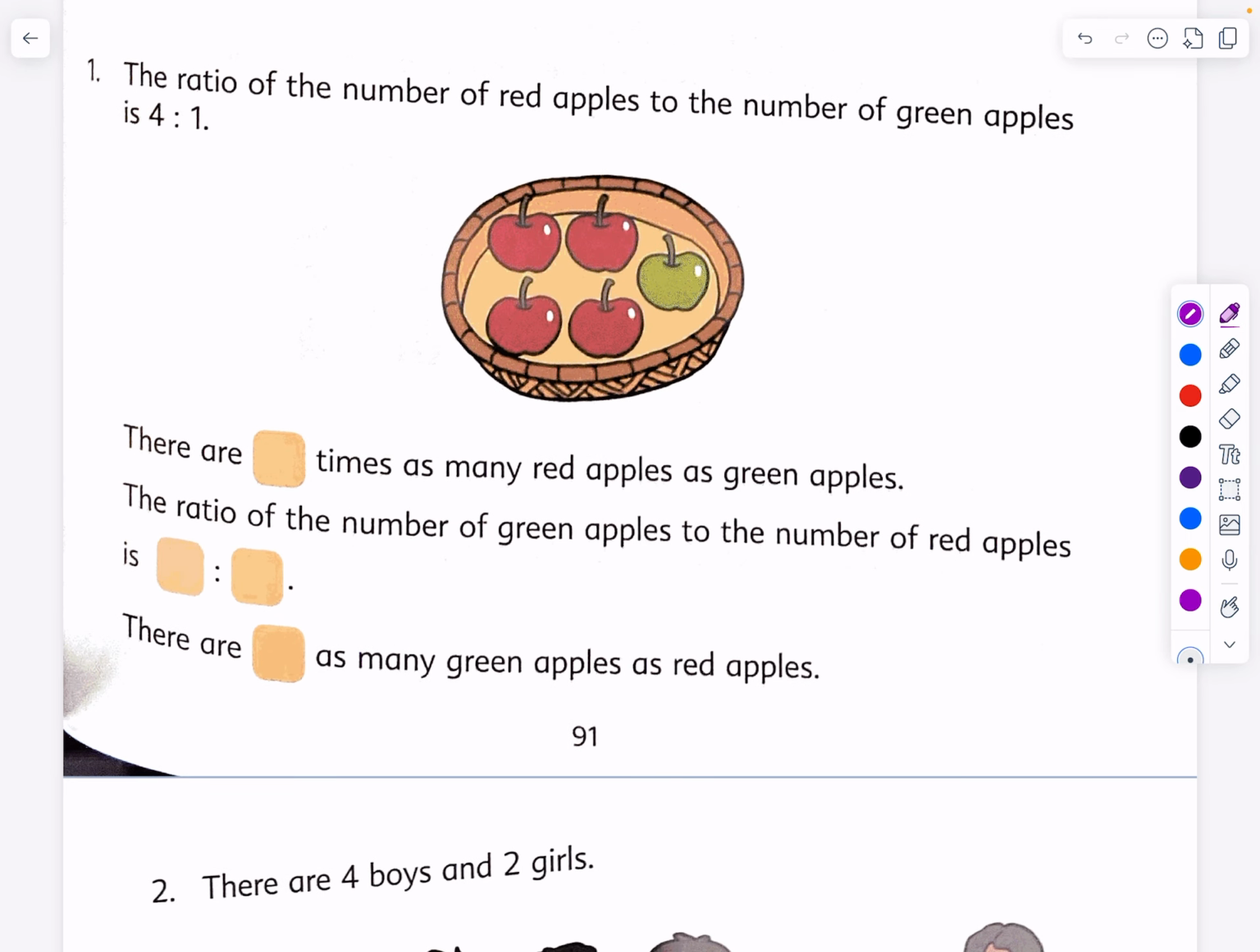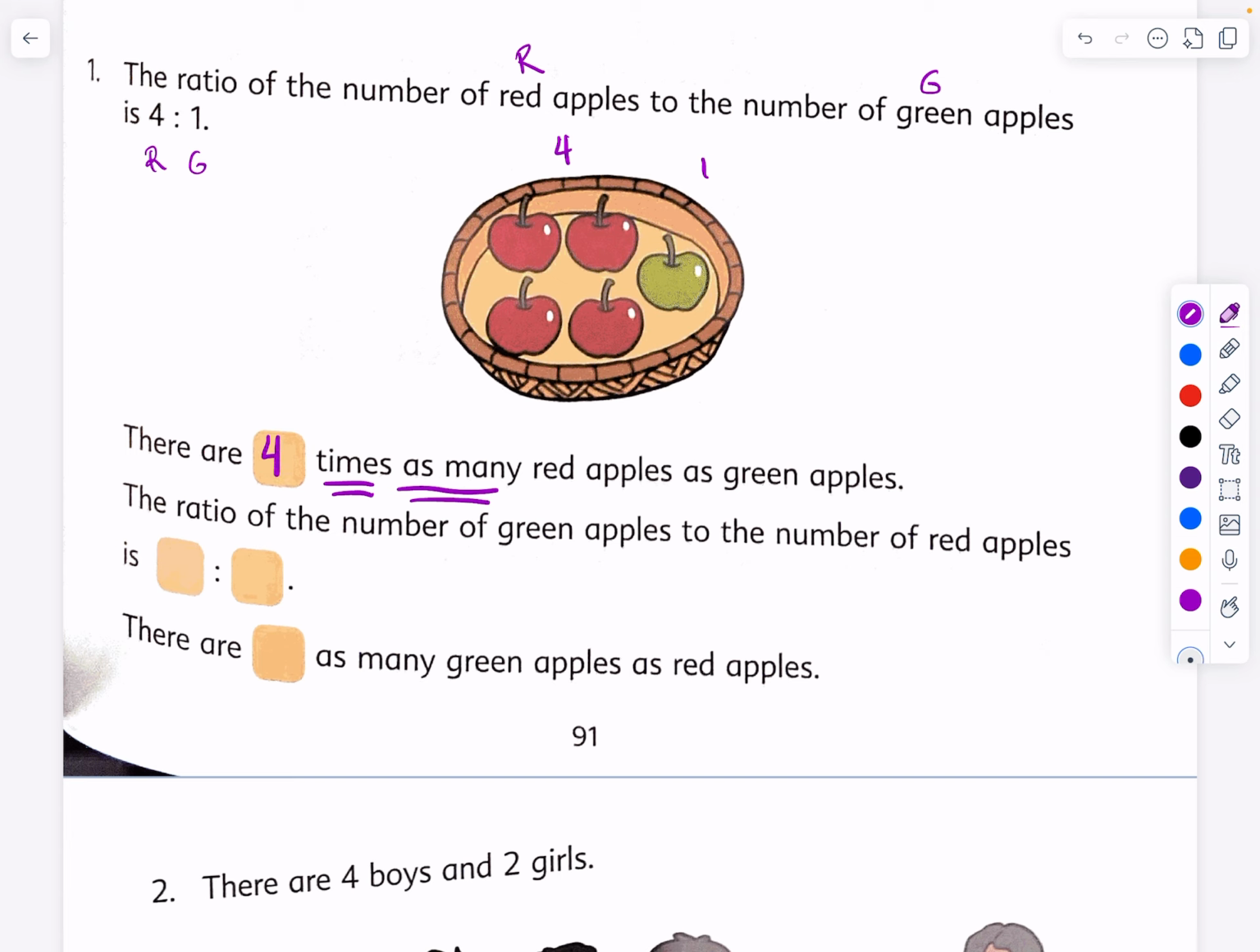The ratio of the number of red apples to the number of green apples is 4:1. Obviously, we can see it on the picture. It's a super easy picture. So these are your red apples and these are your green apples. There are blank times as many red apples as green. Well, there is 1 green, 4 red, therefore 4 times as many red as green.